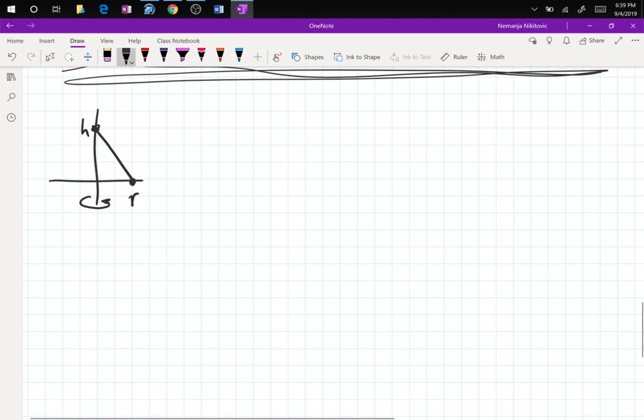So we are rotating around the y-axis. The height is 0 to h. The radius is whatever you get there. Fifteen seconds left. No pressure.